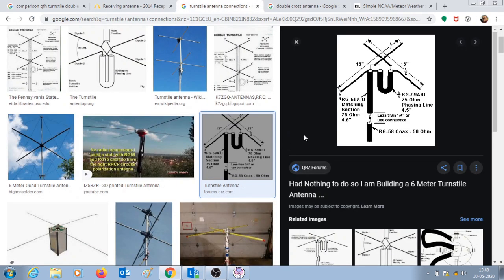It basically has a particular kind of connections or cabling that is required. It consists of three sections. One is the matching section, the other is the phasing line, and the third is the cable that goes to your receiver. And if you do the calculations properly and do as per the plans, you will be able to receive these signals very nicely. It is a popular option, and one should definitely try this.